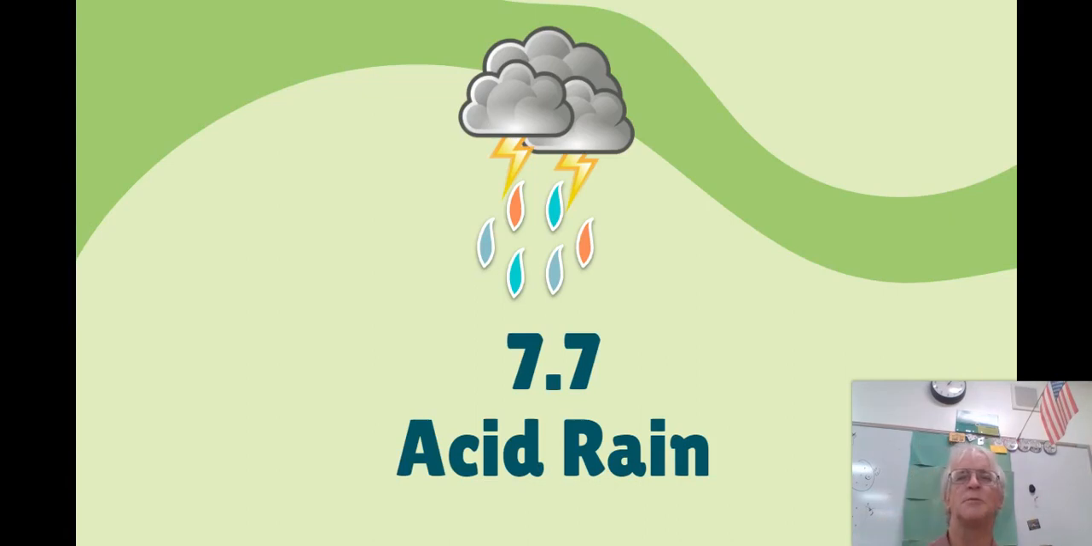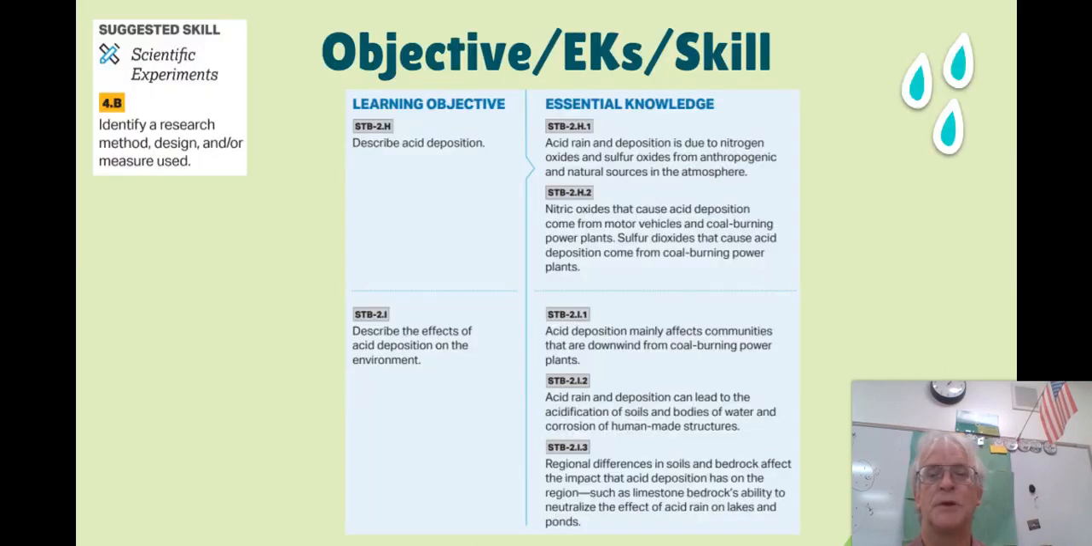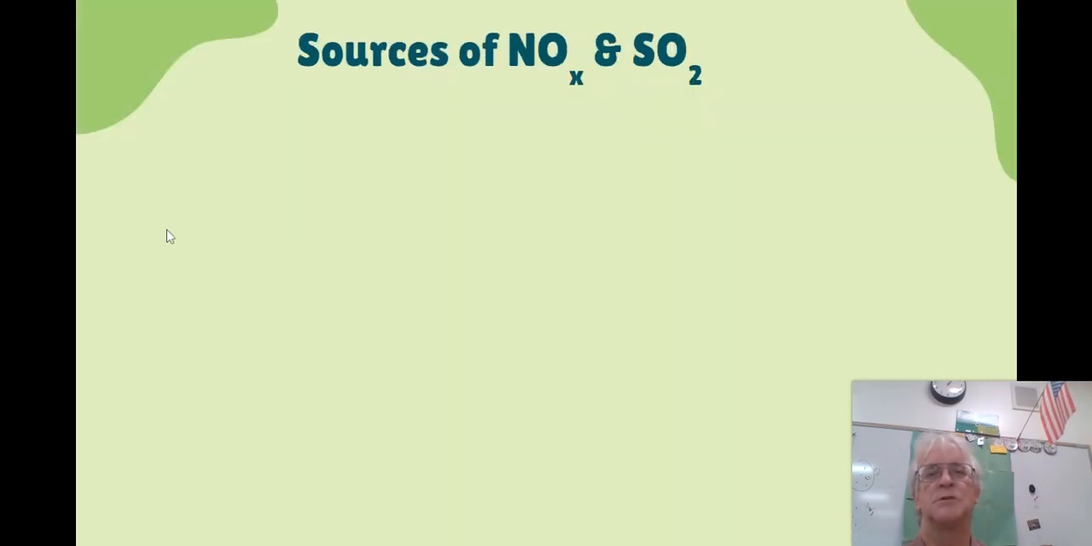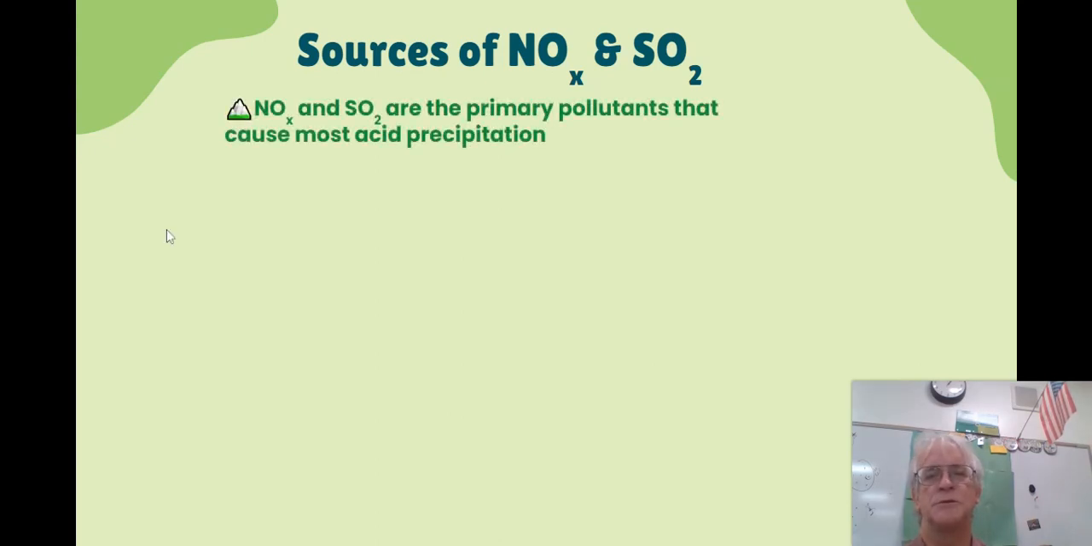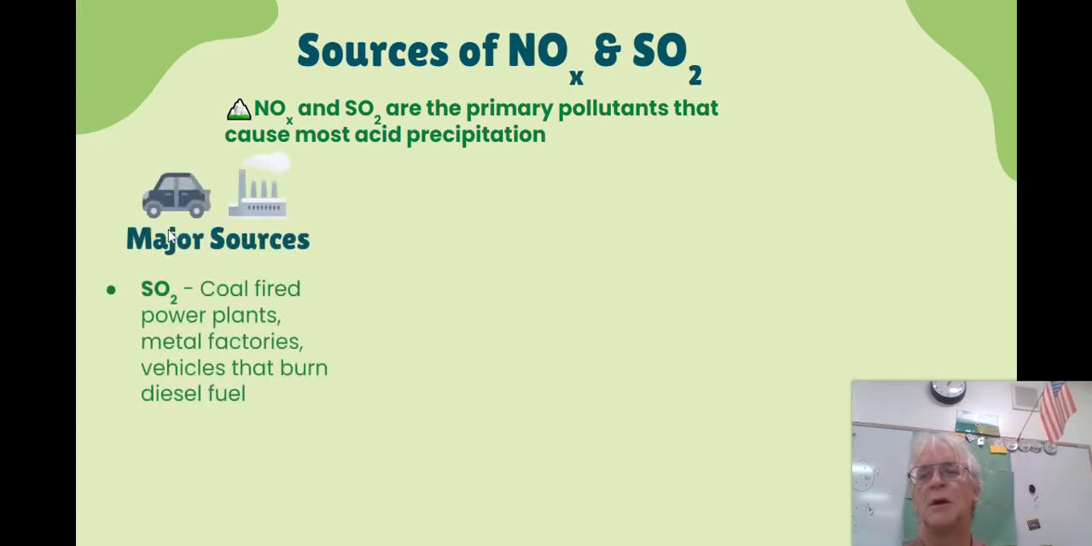Today we're going to be talking about the seventh session of the air pollution unit. It's about acid rain. Basically, we're going to identify a research method, design, and or measure about acid deposition and what causes it. NOx and sulfur dioxide are primary pollutants that cause most acid deposition. The major sources are coal power plants, metal factories, and vehicles that burn diesel fuel.